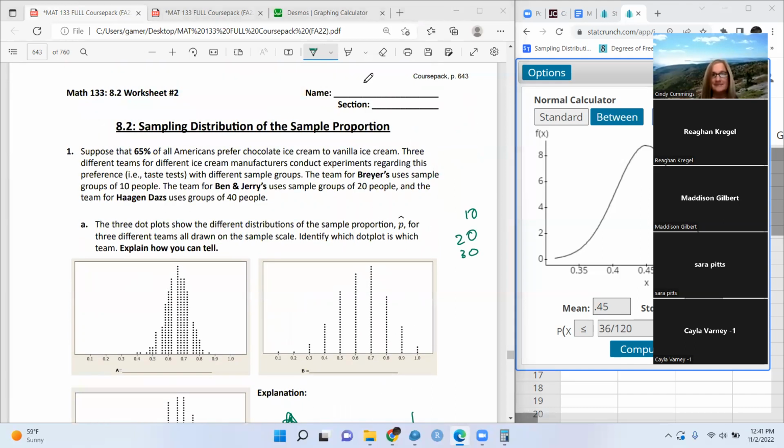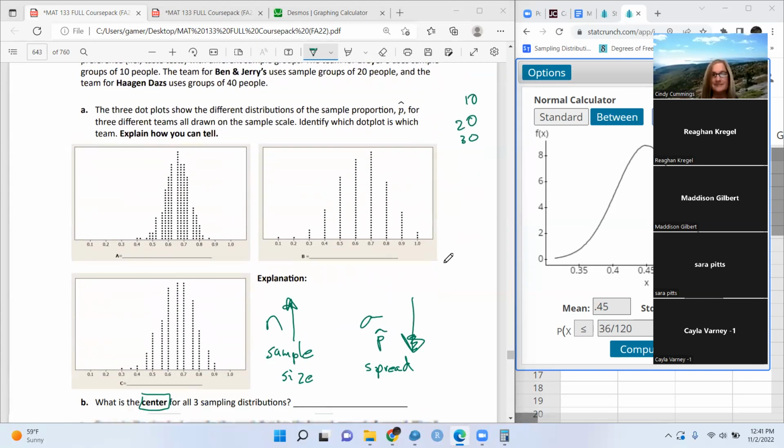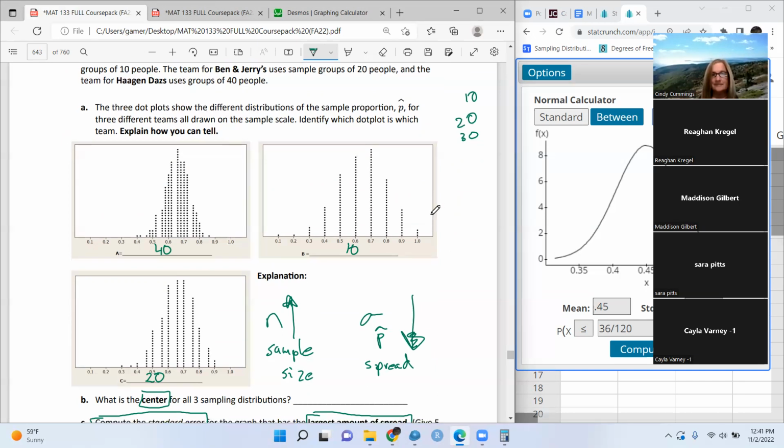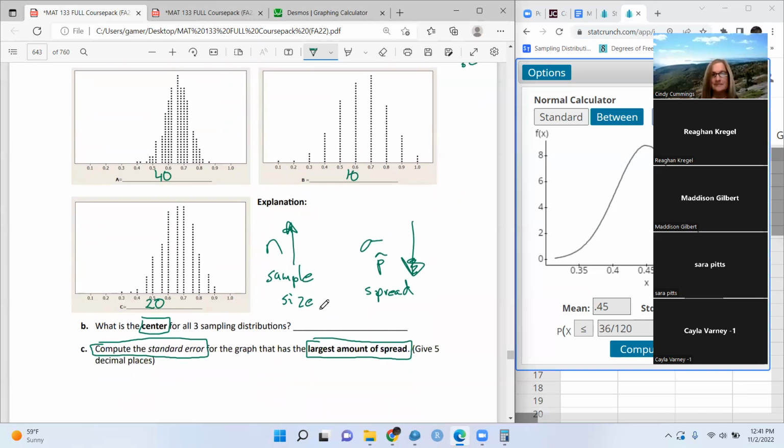This is page 643. Nice. Kayla, I'm going to agree with you that this is 40. For B, I said 10. Yeah, I would agree with that too, and then 20 for C. Some people wrote the words, but it's easier to grade when you say the numbers. Love it. What was the center for all three?